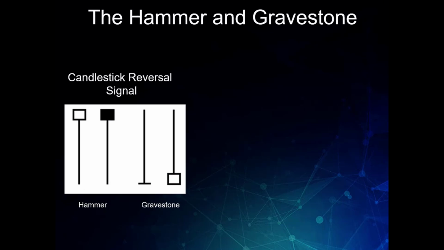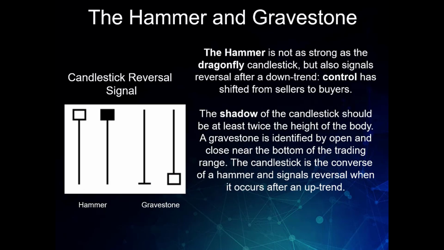The hammer and the gravestone. The hammer is not as strong as the dragonfly candlestick, but also signals reversal after a downtrend. Control has shifted from sellers to buyers. So the shadow of the candlestick should be at least twice the height of the body. A gravestone is identified by open and close near the bottom of the trading range. The candlestick is the converse of a hammer and signals reversal when it occurs after an uptrend.